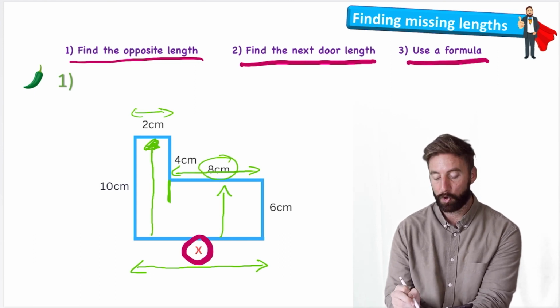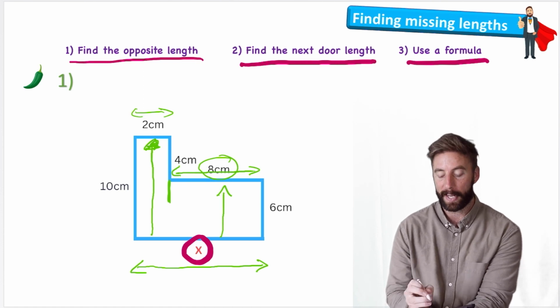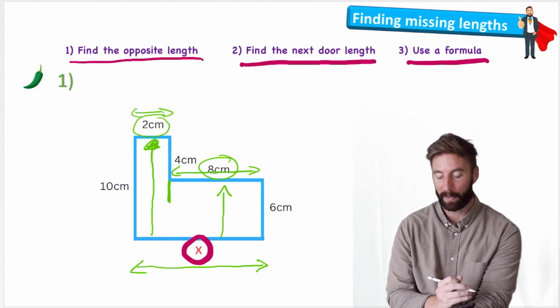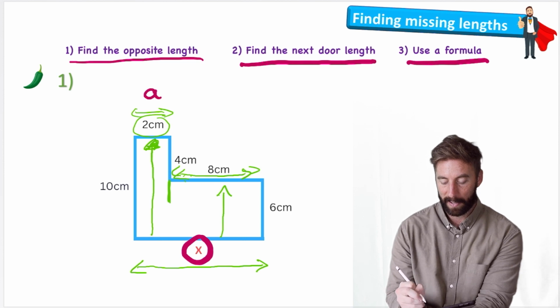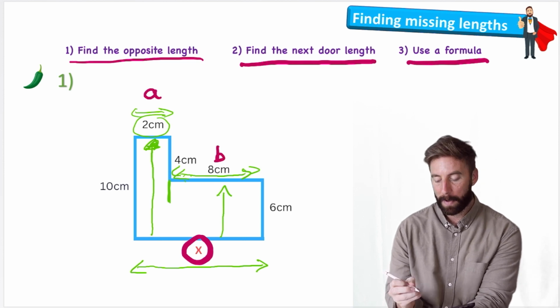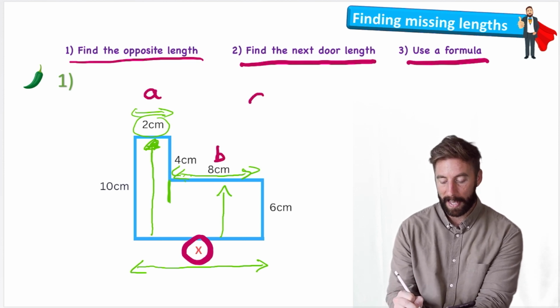So that's what step 2 meant, looking next door. Because this 8 centimeters was not all that I needed. I needed to look next door to my 8 and see that there's a 2 as well. So I'm going to relabel these 2 measurements as A and B. And now to make this into a formula, I'm going to say that A plus B must equal X.